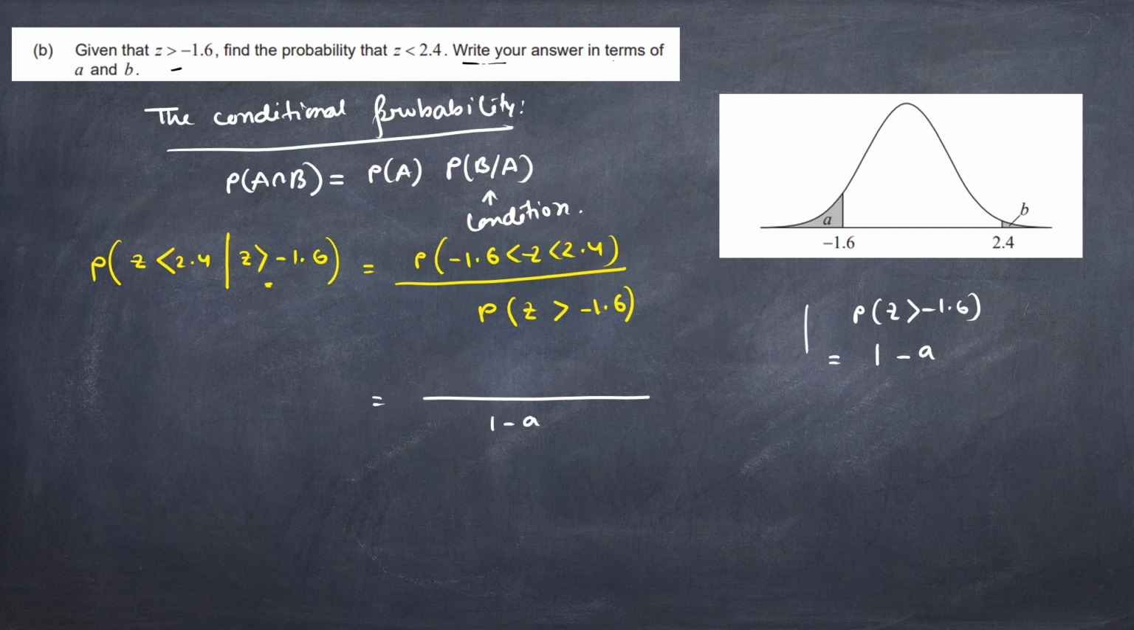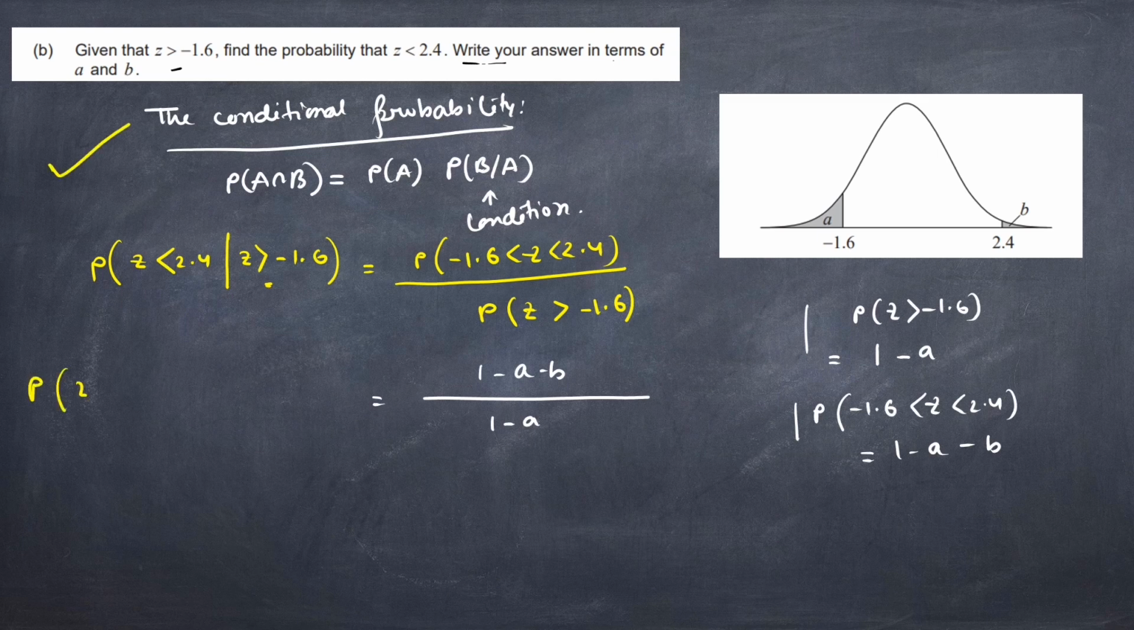So if we put the value here, already we have calculated that P of minus 1.6 less than Z less than 2.4 is equal to 1 minus A minus B, because it is 1 minus the deduction of the two side areas. So in this way, this problem is also done. This was also a very easy problem. You just need to apply the conditional probability rule.